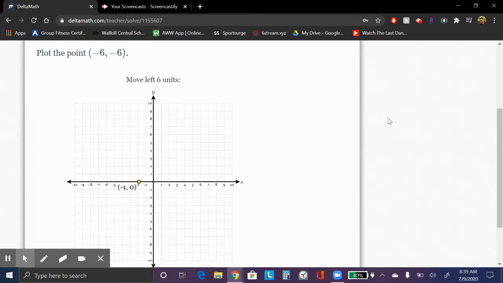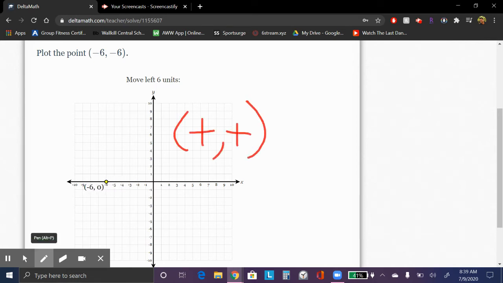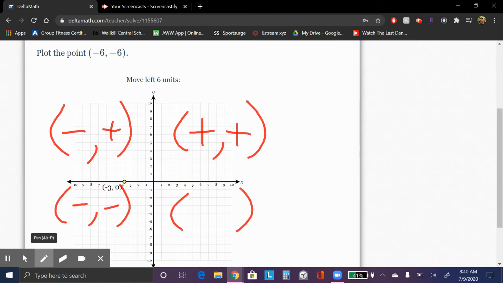All right, so that's neat, it does a little demonstration of how to get to the points. Good. What you notice with this is that in the first quadrant, all the points are going to be positive, positive. All the points in the second quadrant are going to be negative, positive. All the points in the third are going to be negative, negative, and all the points in the fourth are going to be positive, negative.